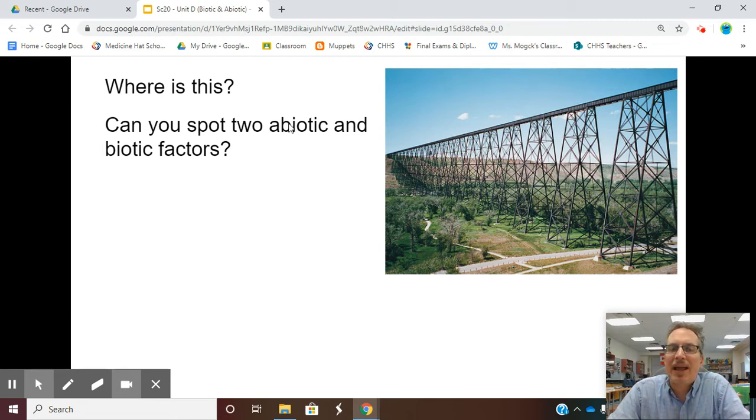So if I was to pick out abiotic features from this picture, I would think of the roadways. I would think of the electrical lines.